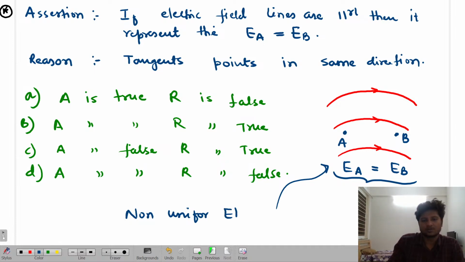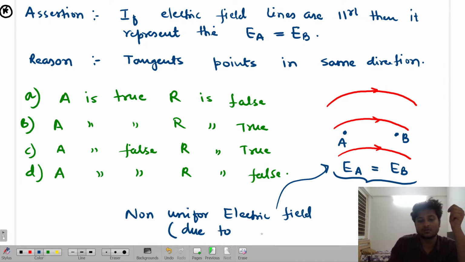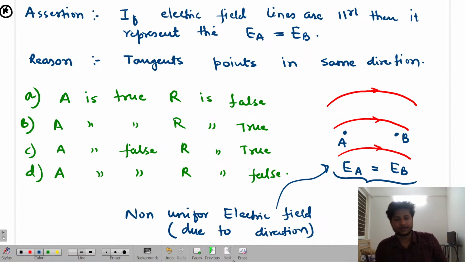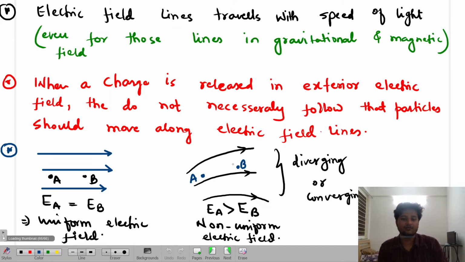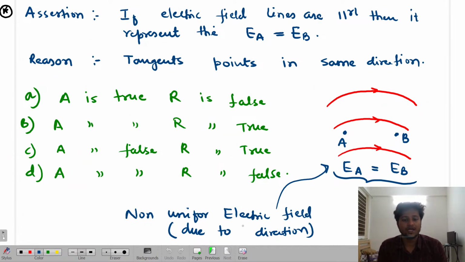We call this non-uniform electric field, but not in terms of magnitude, in terms of direction. So the non-uniform electric field are of two types. One is non-uniform with respect to direction and with respect to magnitude. Another is non-uniform electric field when the magnitude is constant but there is a non-uniform direction. Are you able to get me or not?